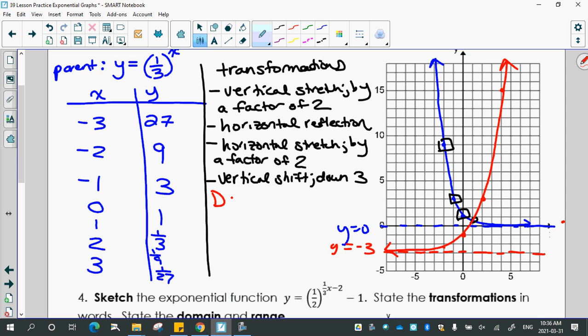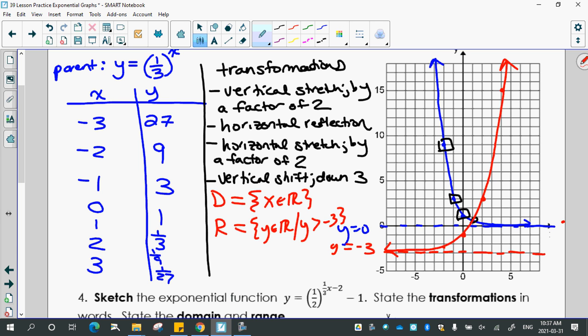And then you need to do the domain and the range. So our domain is all real numbers, as usual. And our range is all real numbers as long as they are strictly greater than -3.